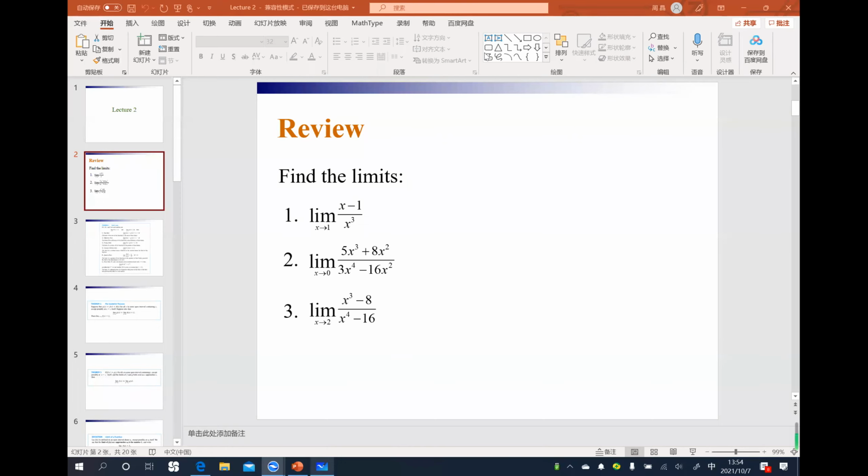If you have completed the exercises, you can send the procedure in the WeChat group. Not yet, we are solving the questions. Okay. Take your time.